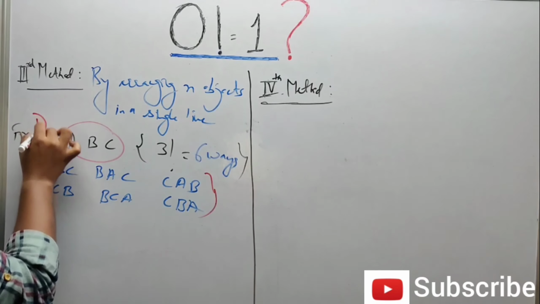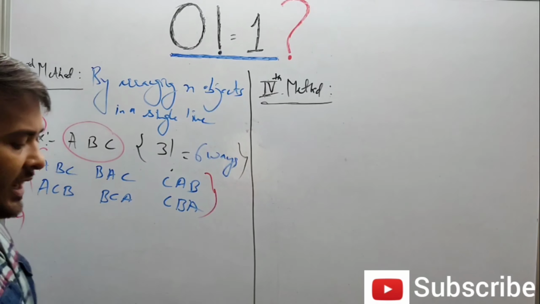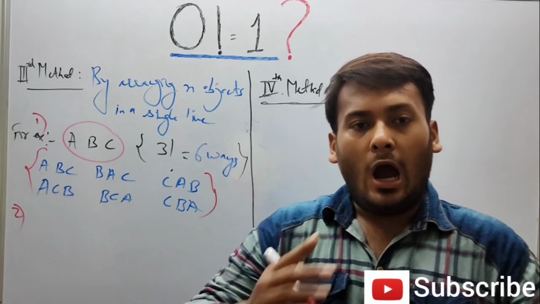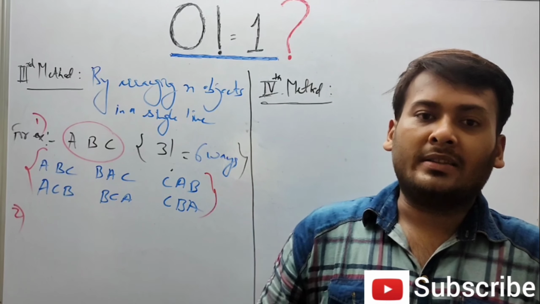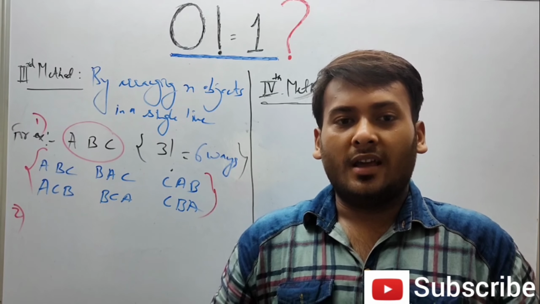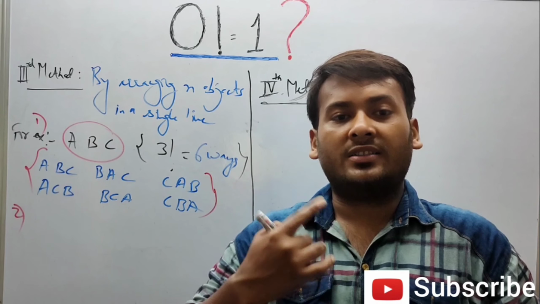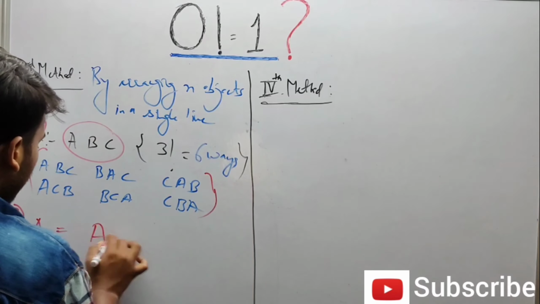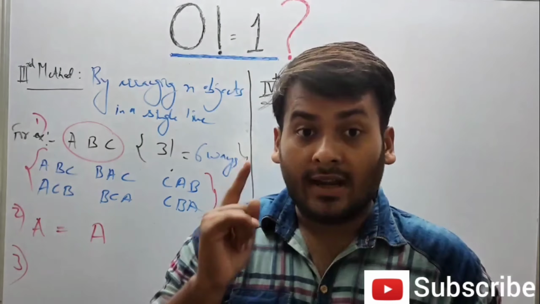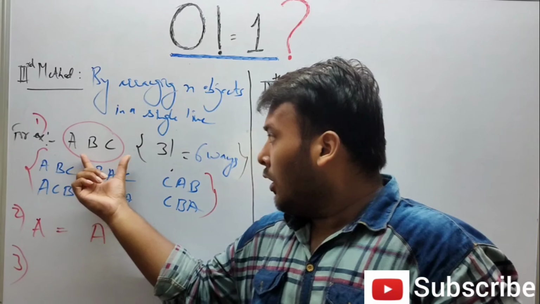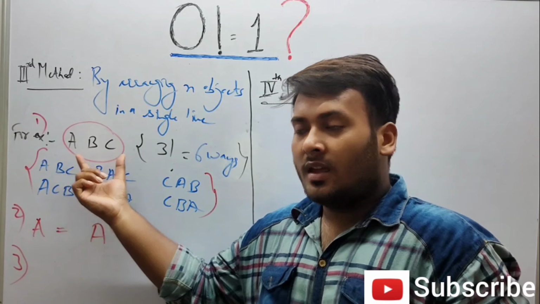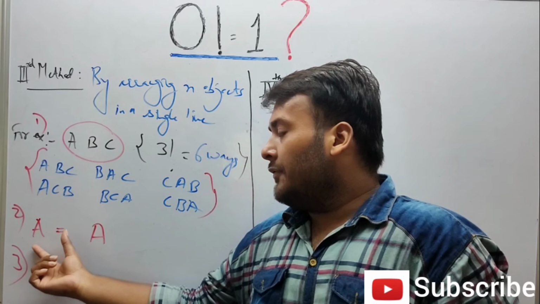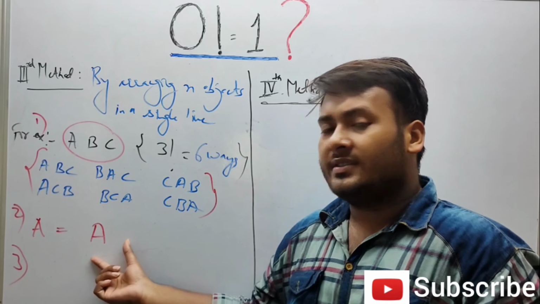If I take a second example, if I just have to arrange one object A, how can I arrange it? The method is very simple. It is 1. You can arrange one object in a single way. A I will arrange as A itself. Understand this. If I am arranging 3 objects, there are 6 ways to arrange them. If I am arranging one single object, there is one single way.